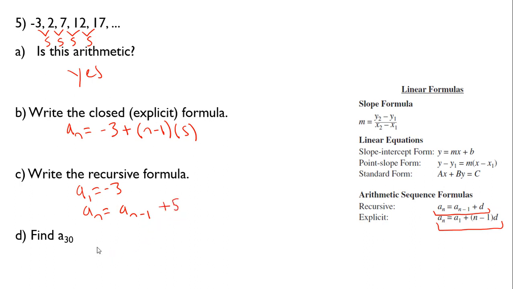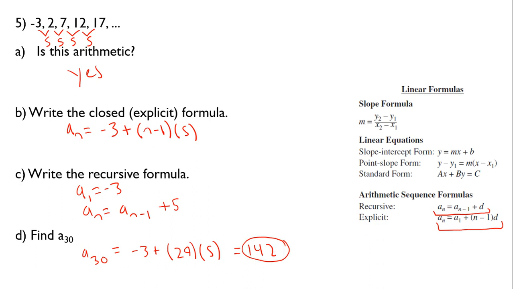Next, we're going to find a sub 30. And with a sub 30, we know that we should use the explicit formula. So that'll be a sub 30 with 30 being our n, negative 3 plus n minus 1. So 30 minus 1, I'm going to go ahead and call that 29 times 5, and go ahead and plug that into your calculator. I personally got 142. Okay, so that means our 30th term is 142.